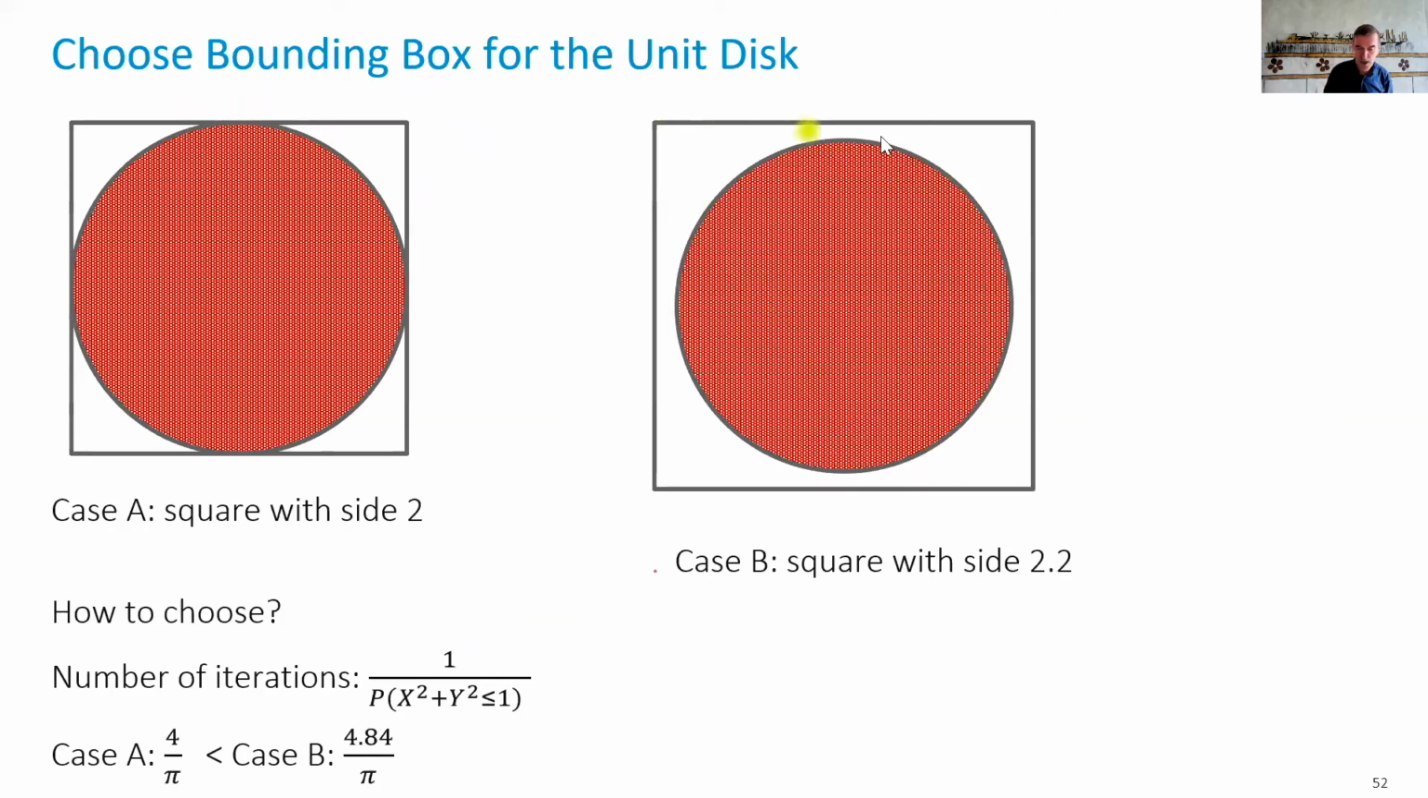Another way is to do the same with a larger bounding box. The theorem says it will work the same way. The difference will be the number of iterations. Of course, if I have a larger bounding box, I will fail more often. Therefore, the number of iterations will be larger in case B. So this will be less efficient because the code will run longer, and the largest part of the computational cost in this exercise is the call to the random number generator, which is way more compute intensive than all the tests we did here.